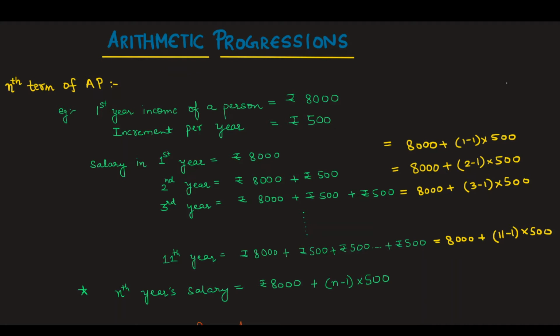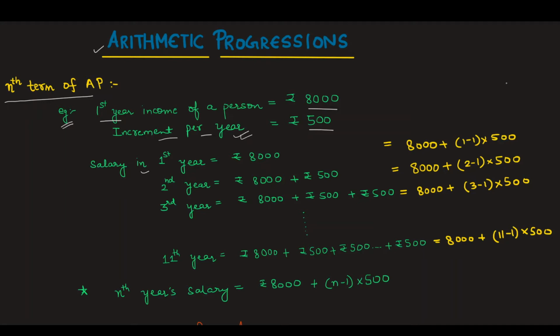In this video tutorial, we will be studying arithmetic progressions and particularly we will be deriving a formula for the nth term of the AP. So let us take an example. Say the first year income of a person is rupees 8,000 and the increment per year is 500, which means it is increased by rupees 500 every year.